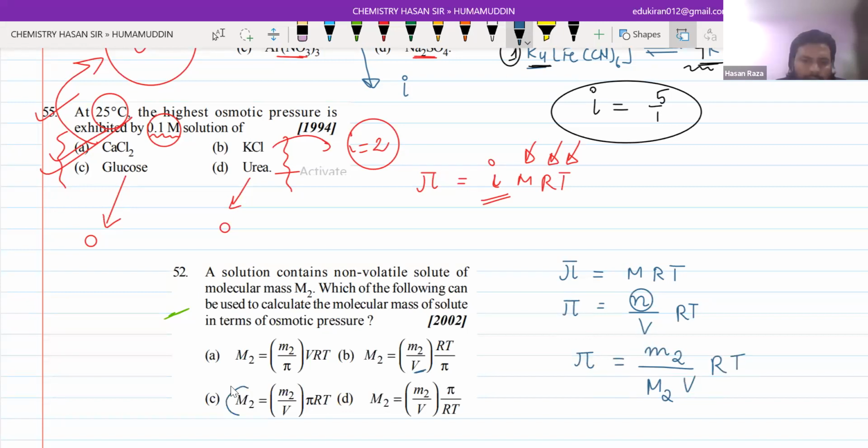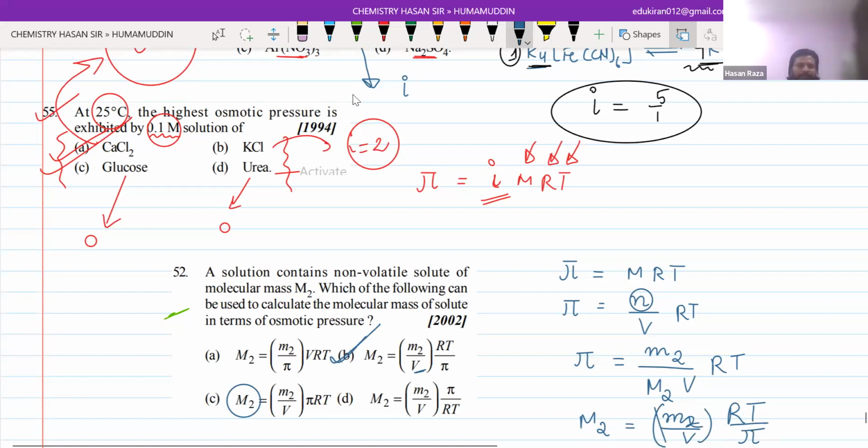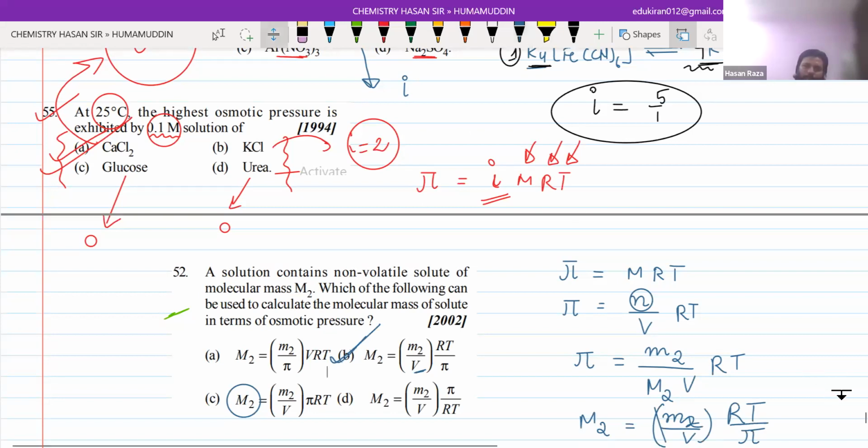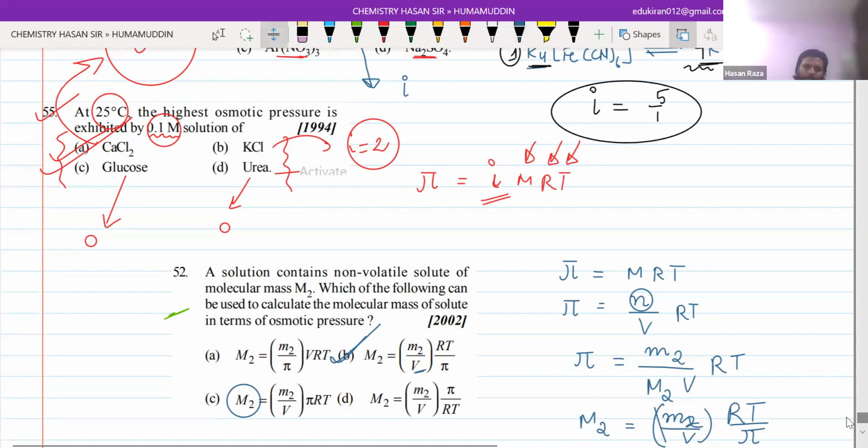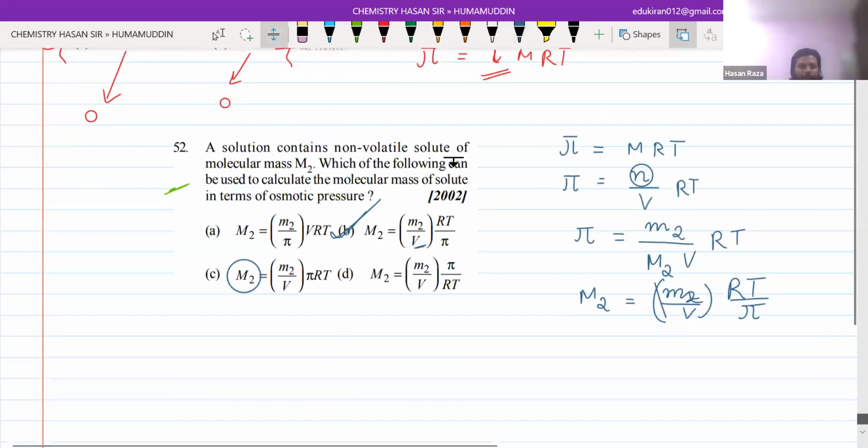And what is this? This is the molar mass, molecular mass. You can see the molecular mass of M2 will be written as RT upon pi. So the answer is quite easy. You just need to open the formula and write the things. Are you getting my point? Yes, both of them. Okay. Can I change the slide? Yes.